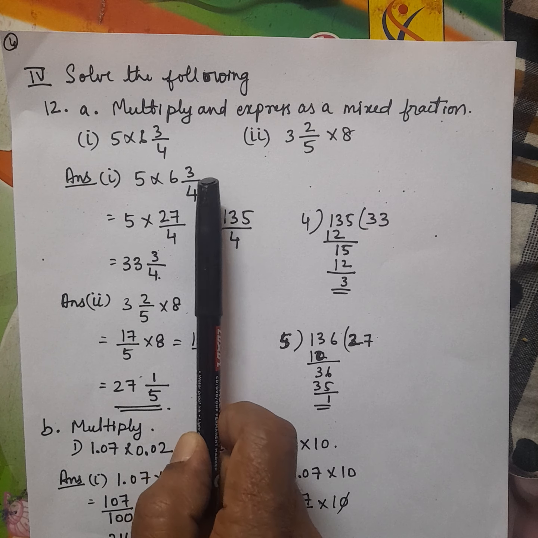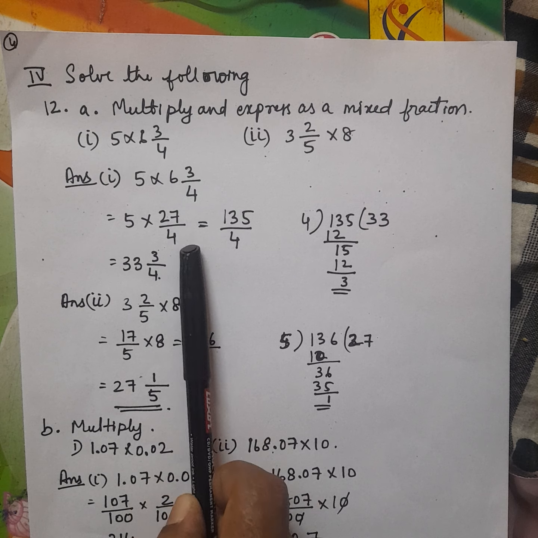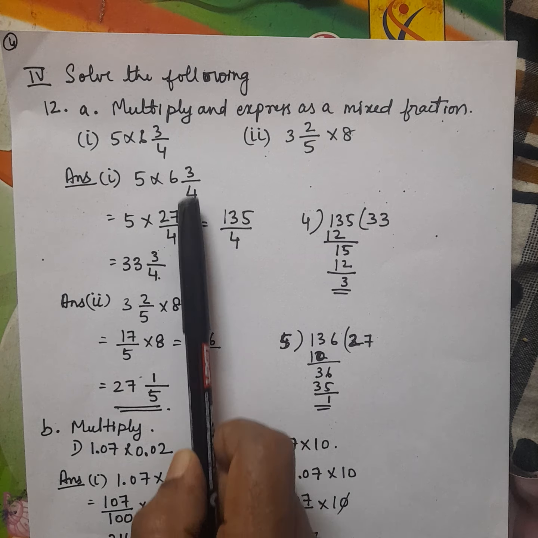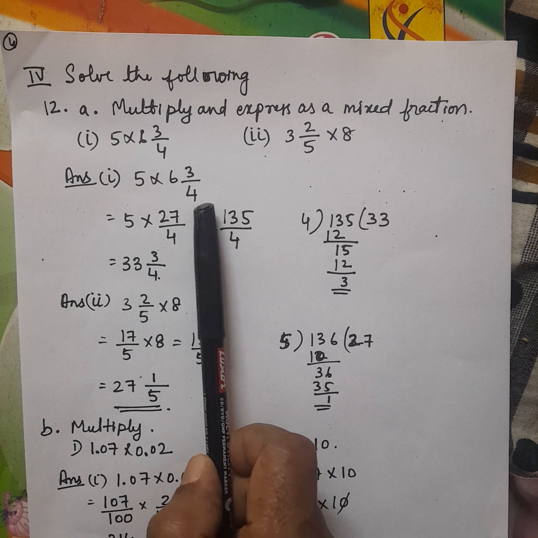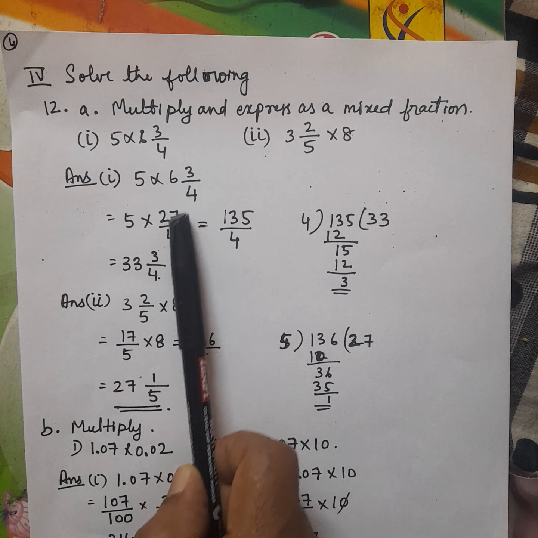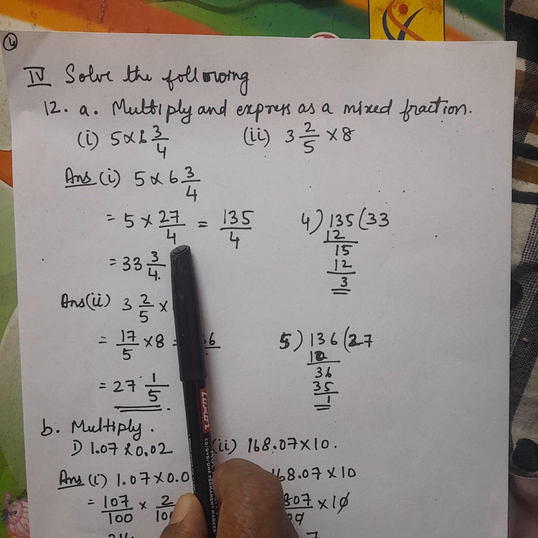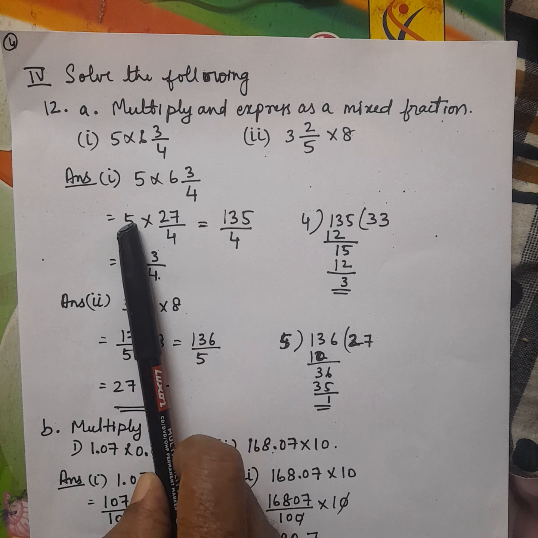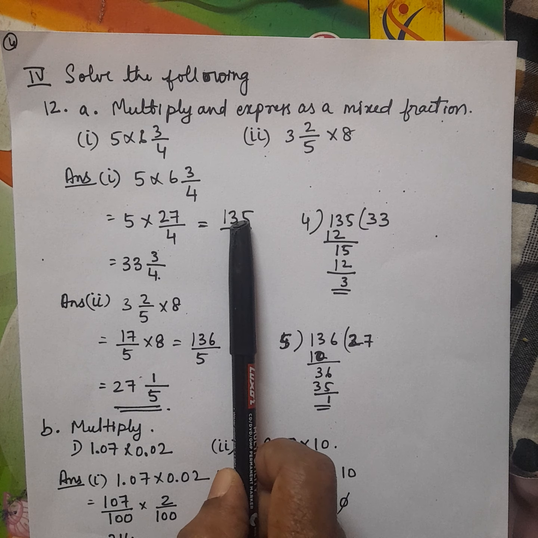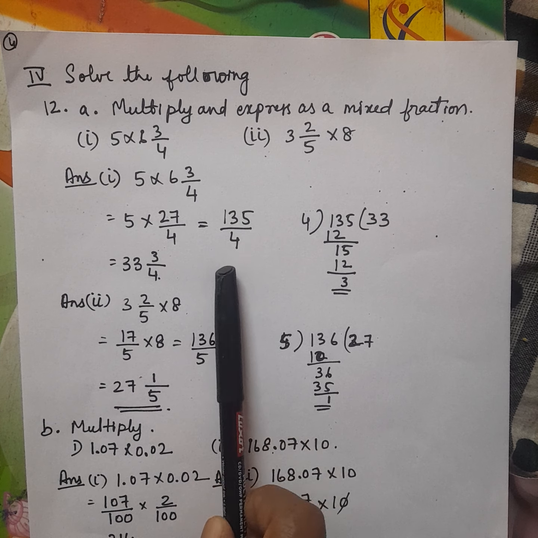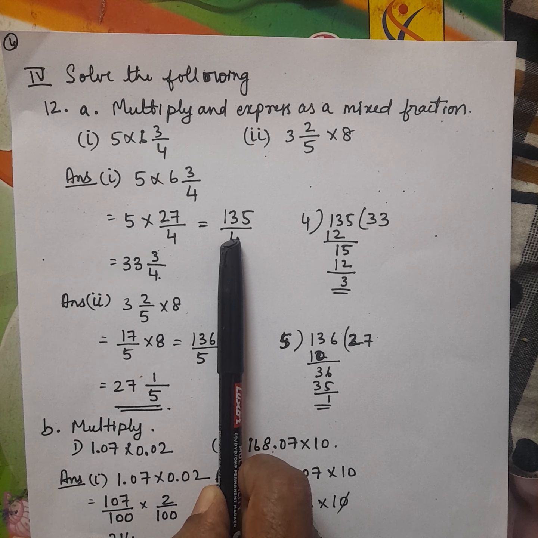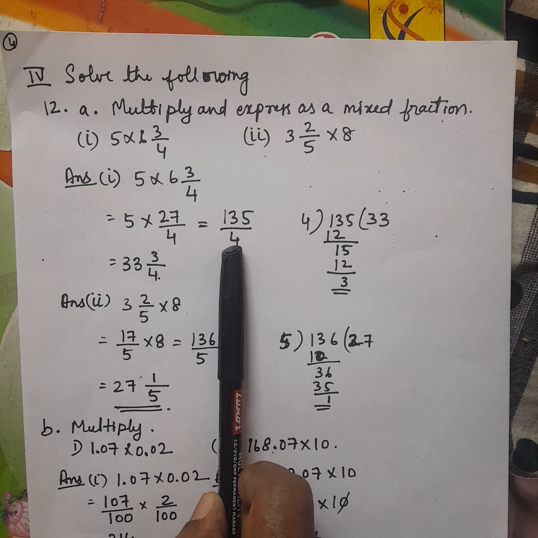First you have to convert this mixed fraction into an improper fraction. Now 5 into, it's an improper fraction. 5 into 6 4s are 24 plus 3 is equal to 27 divided by 4. That is equal to, you have to multiply 27 into 5. That will become 135 divided by 4. Now you have to convert this into a mixed fraction.